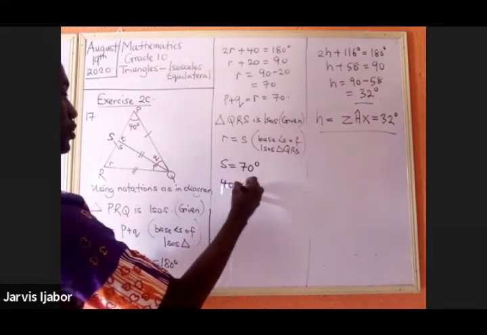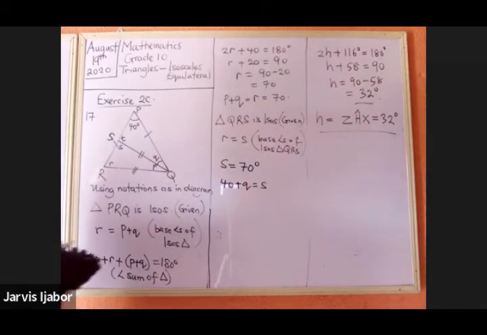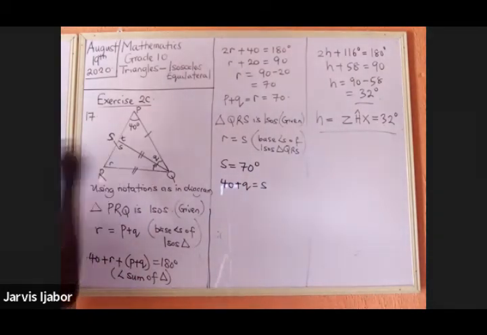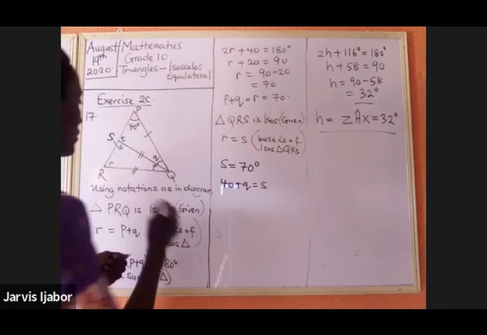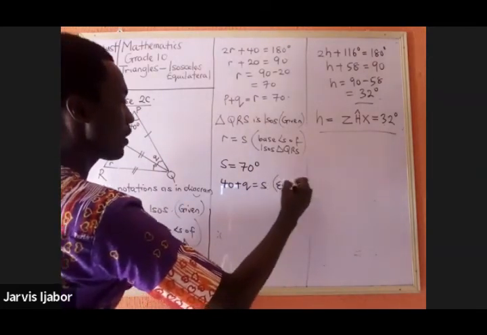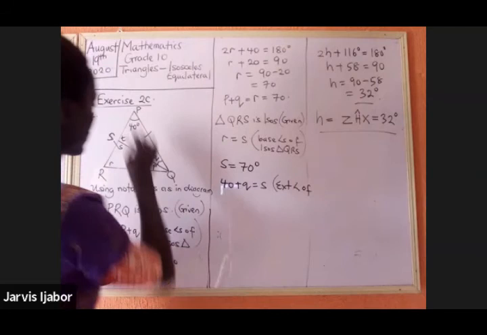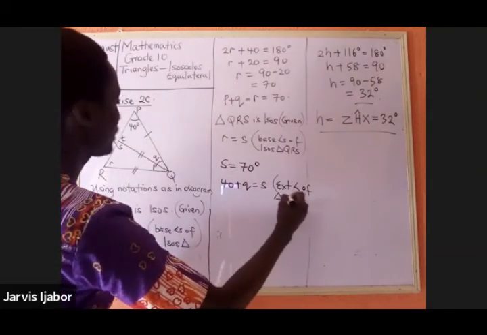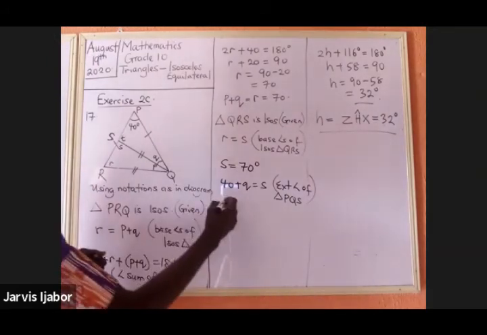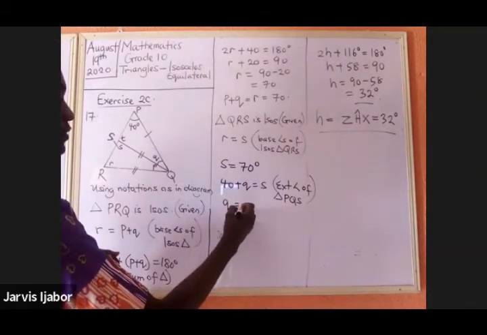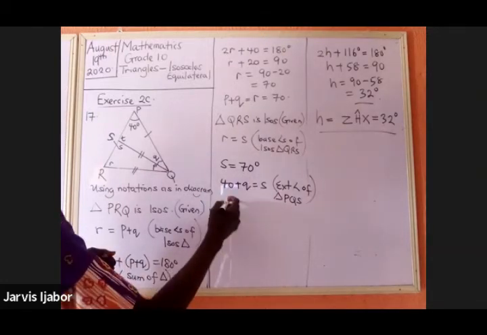So check again. 40 plus Q is equal to S. It's a very strange diagram, but that's what I'm saying. 40 plus Q is equal to S. What's the reason for that? Exterior angle of triangle PQS. That's the exterior angle. So with that in place, Q will now be equal to what?